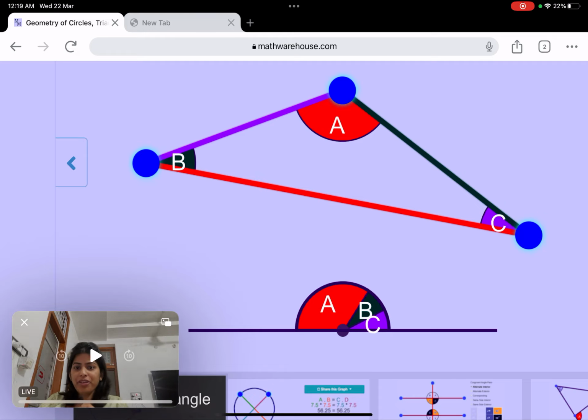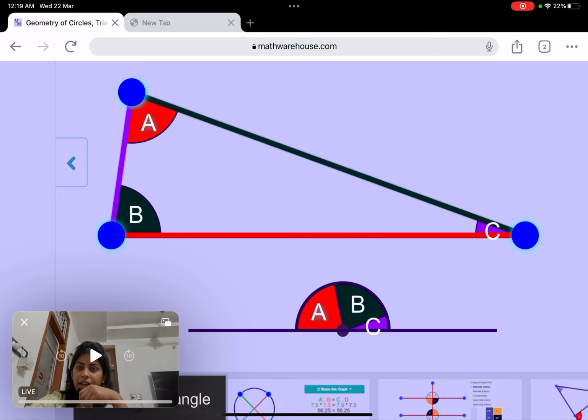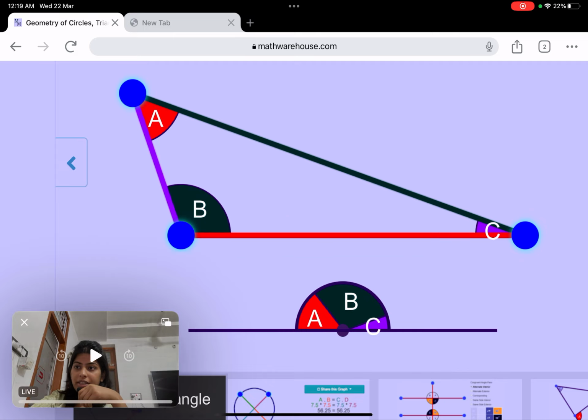Hello students. Have you ever wondered why the sum of all the interior angles of a triangle is 180 degrees? Is there any other way around? Can we have some of the angles more than 180 degrees? No, we cannot have. And we may end up with some other figures, but not with a triangle. So in a triangle, as you can see here, the sum of interior angles is always 180 degrees.